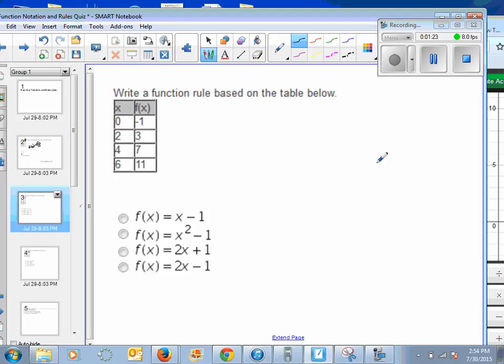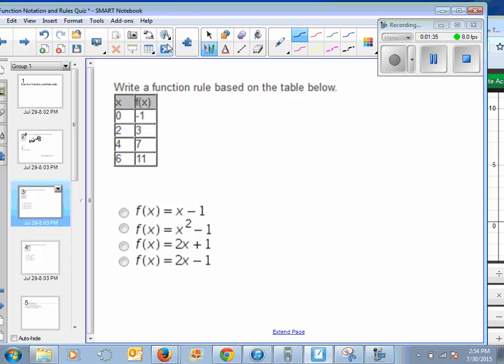Write a function rule based on the table below. So you've got x right here, and this is called f of x right here. So it's what happens to the function when x has this kind of value. For example, you would read these choices as f of x equals x minus 1, f of x equals x squared minus 1, f of x equals 2x plus 1, and f of x equals 2x minus 1.